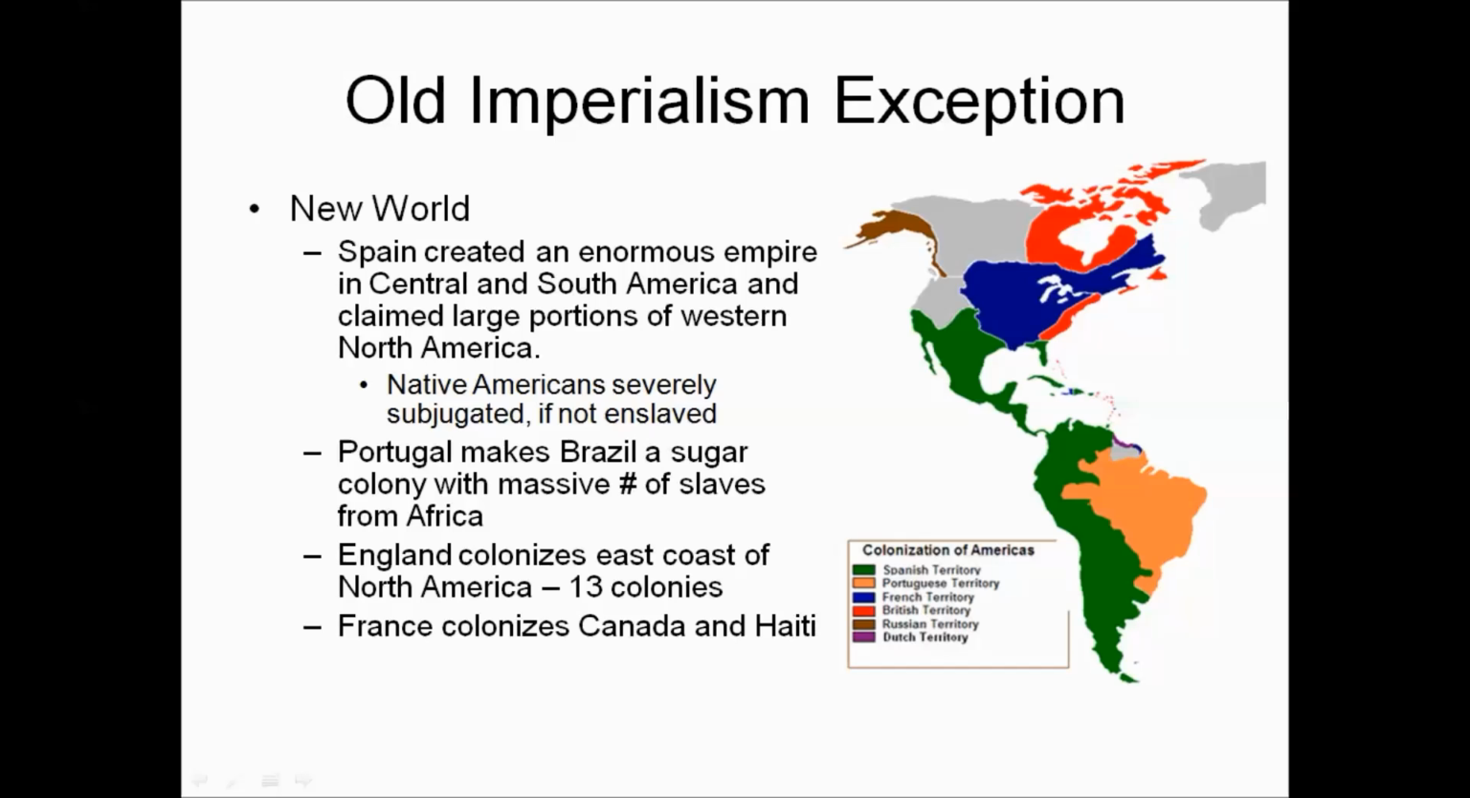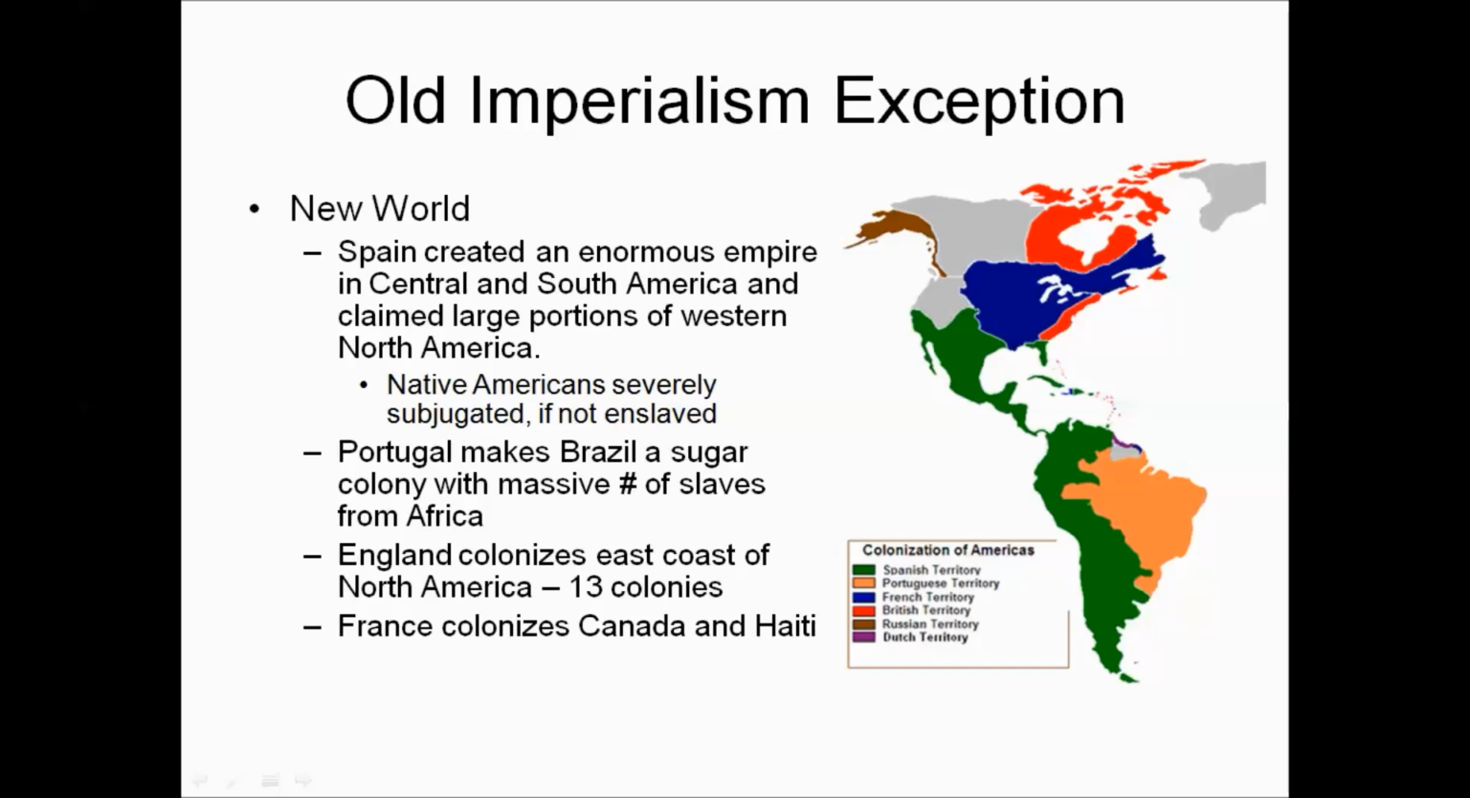So old imperialism is mainly about setting up trade networks. The exception is the New World. The New World, again, is more like what we're going to see happening in Africa and Asia. But what happens in Africa and Asia doesn't change until the 19th century, whereas the New World had been taken over much sooner. In the 18th century and into the early 19th century, they're all getting their freedom. So that means that Europe is going to have to look elsewhere.